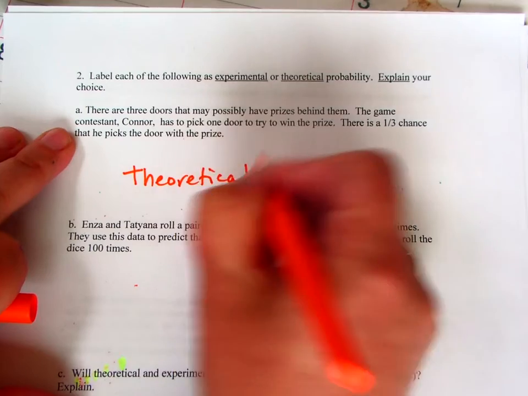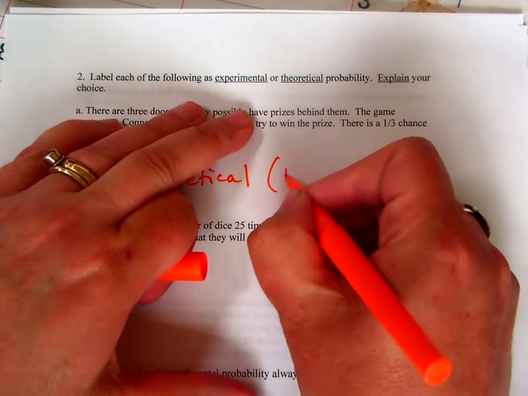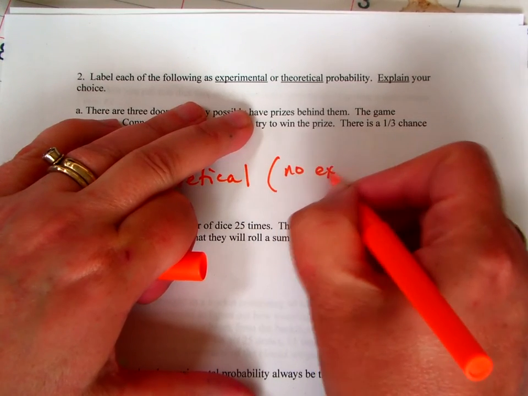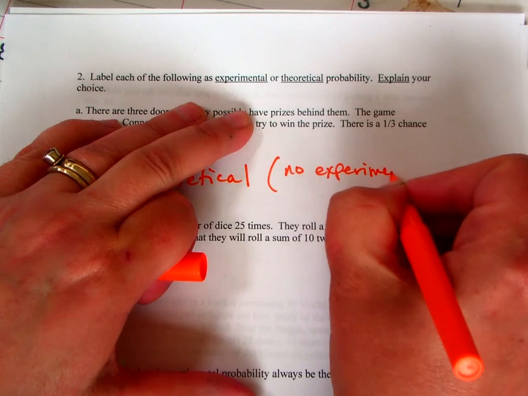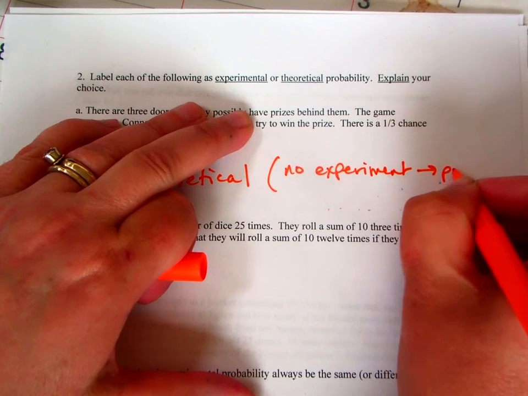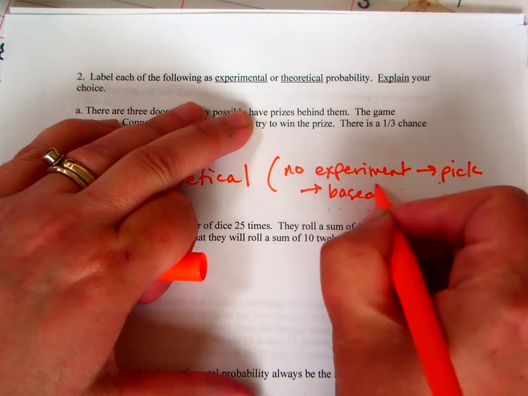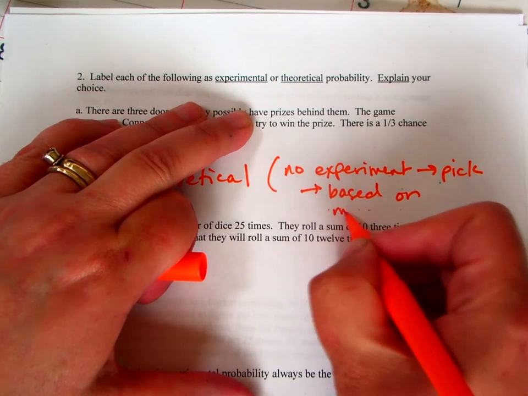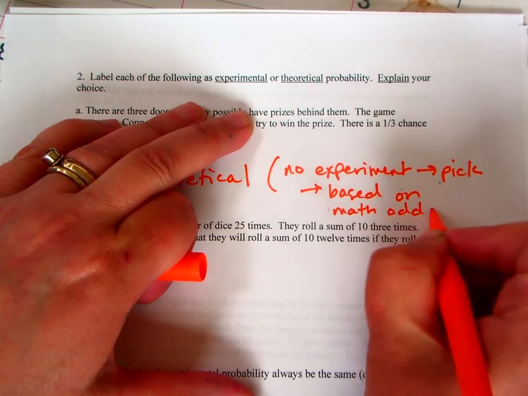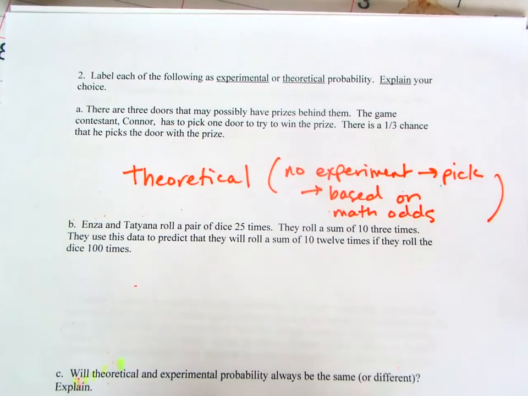Okay, this is based on math. So he hasn't actually done an experiment or picked. It's based on mathematical odds. You don't necessarily have to say all of that. You could just say he hasn't done any sort of process that would make it experimental.